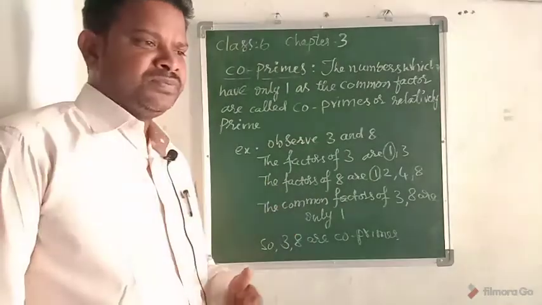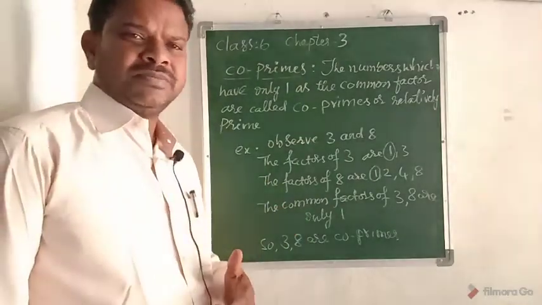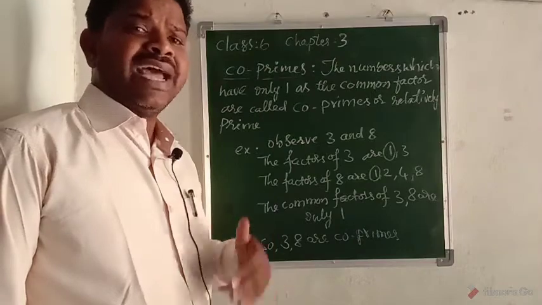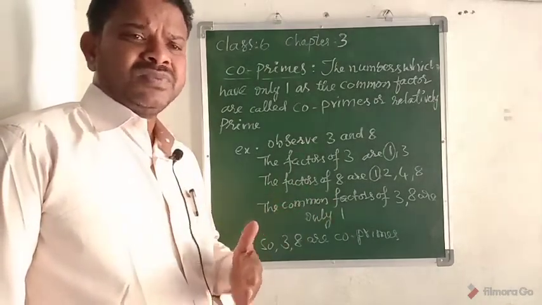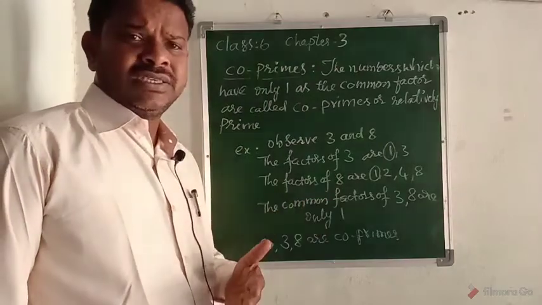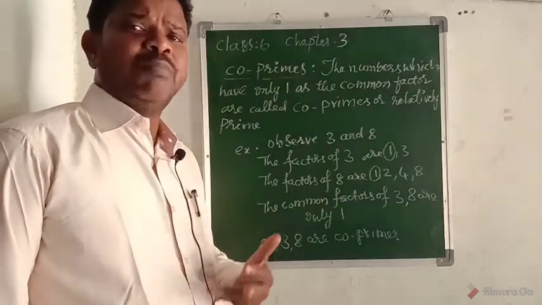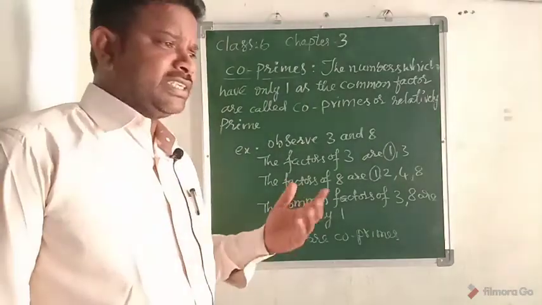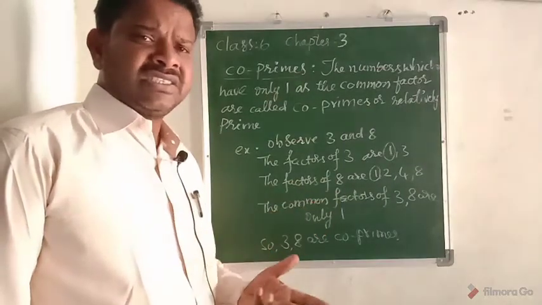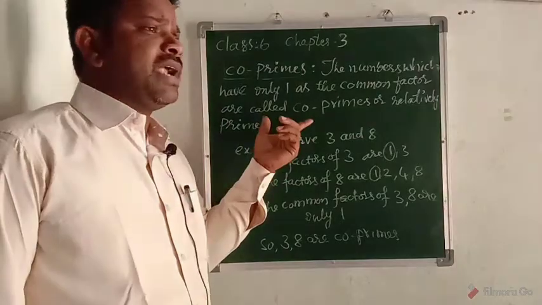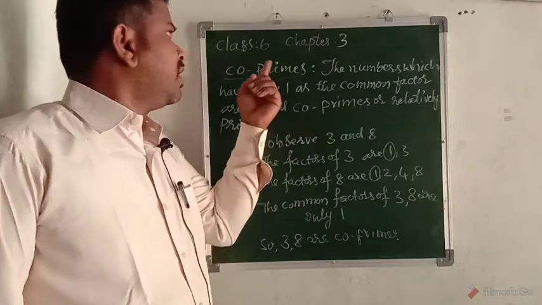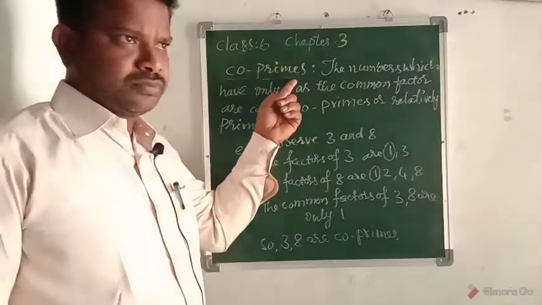and so on. Then composite numbers: the numbers which have more than two factors, that means factors other than one and itself, are composite numbers, like 4, 6, 8 and so on. Now after completion of the prime and composite numbers, we have coprimes.